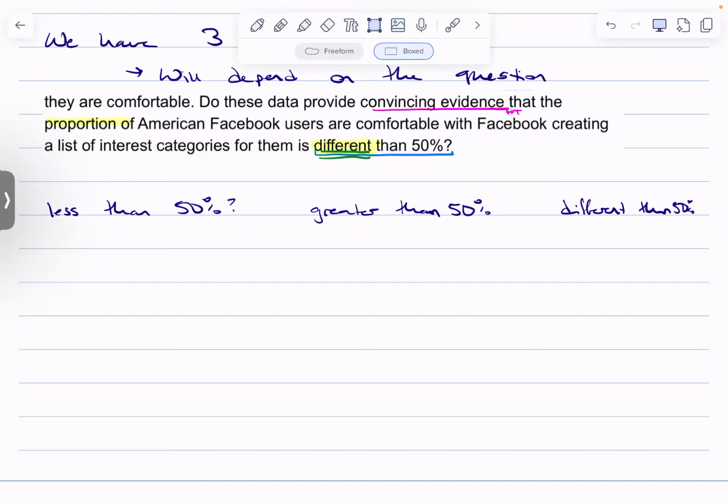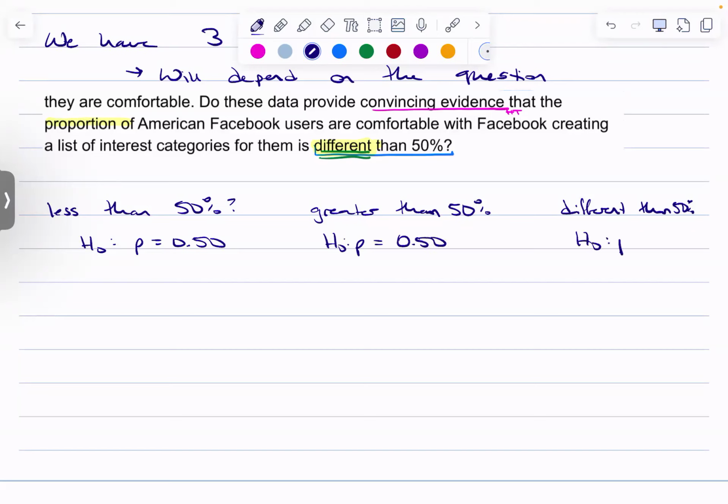So in all these cases, our null hypothesis, we're comparing to 0.5. So our null hypothesis is the same for all of these. H naught is that P is equal to 0.50. But it's the alternative hypothesis that changes.